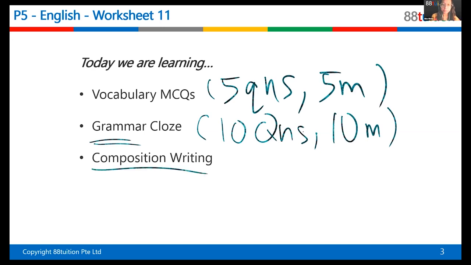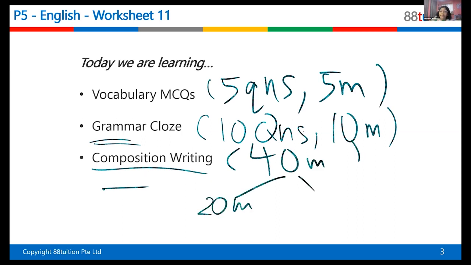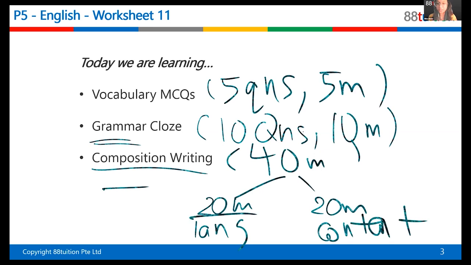Now, compositions from paper 1. How many marks? Anybody? Yes, Dhyati? 40 marks. Yes, very good. 40 marks. And how is it split? 20 for language and 20 for content. Yes, you are right. That's how it's split. Give yourself a point. Good. So 20 marks for content, 20 marks for language.